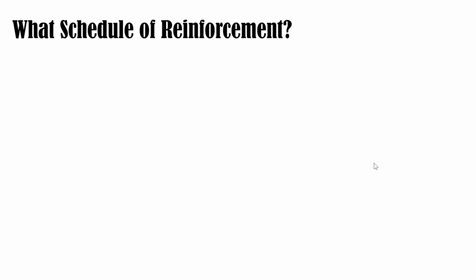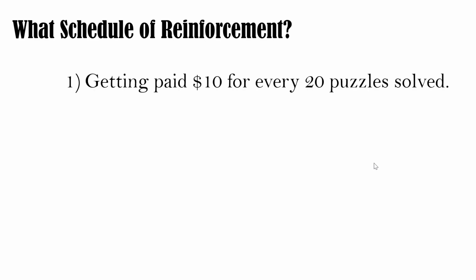Okay, so I'm going to show you guys some examples of schedules of reinforcement. And I want you guys to tell me what schedule it is. So is it fixed ratio, variable ratio, fixed interval, or variable interval? Being paid $10 for every 20 puzzles solved. So the reinforcement depends on the number of responses, so the number of puzzles that you solve. So we know it's going to be a ratio schedule, and then it's every 20 puzzles, so we know that it's fixed. So this is going to be a fixed ratio.